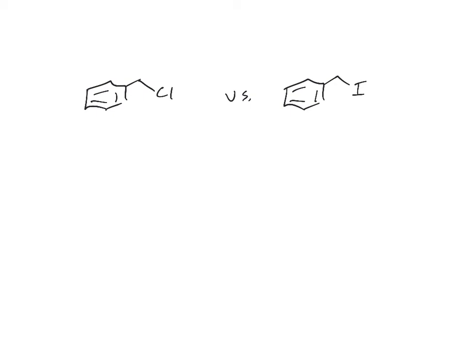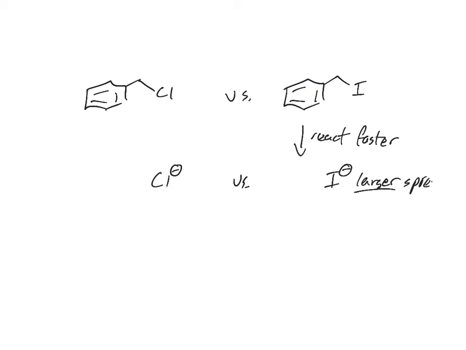So this one is going to react faster because iodine is a better leaving group. Why is iodine a better leaving group? I minus versus Cl minus. It's larger, it can spread its charge out more, so it's more stable. Good. Okay, so let's go with that. That'll be our alkyl halide.